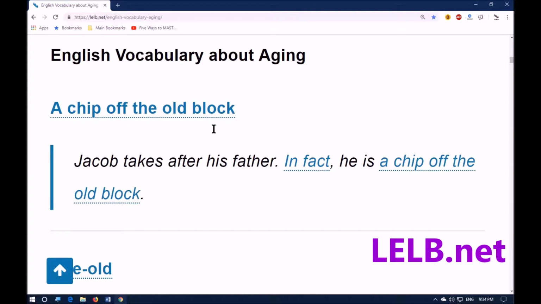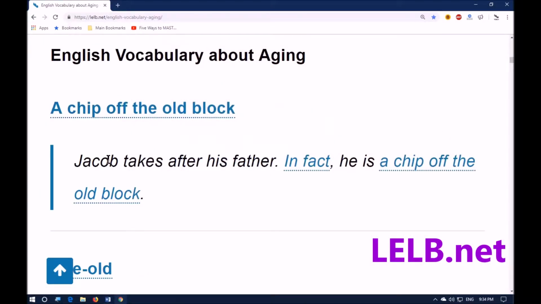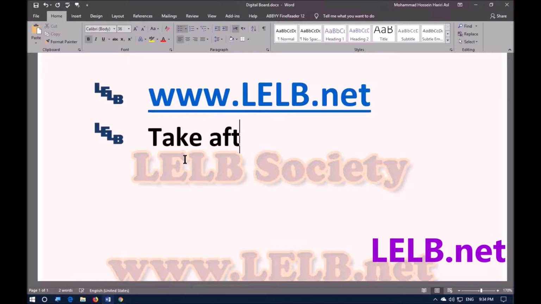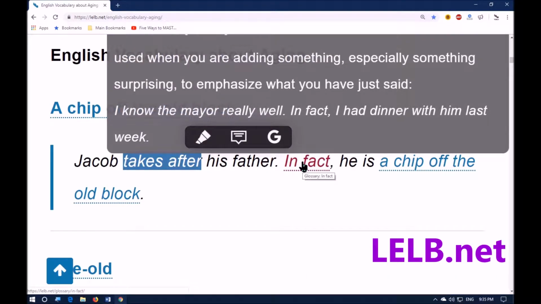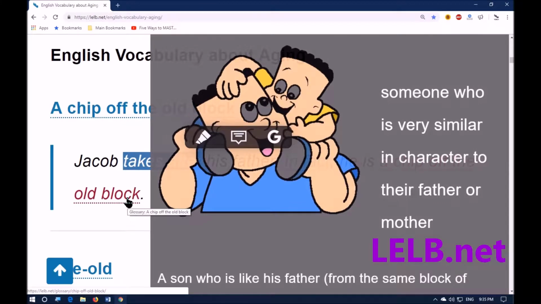Okay, the first word, which is actually an idiom, is a chip off the old block. It refers to a situation in which a boy, particularly a boy, resembles his father or takes after his father. It means the boy is very similar to his father. Okay, Jacob takes after his father. Pay attention, this phrasal verb, take after, means to be very similar to, or resemble. In fact, it means he is a chip off the old block.